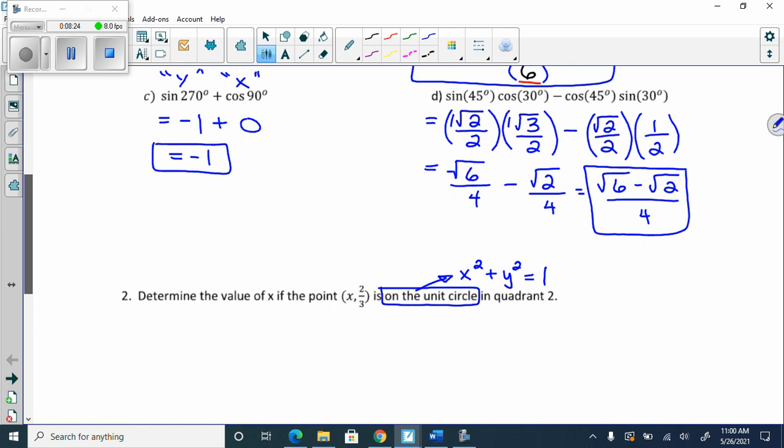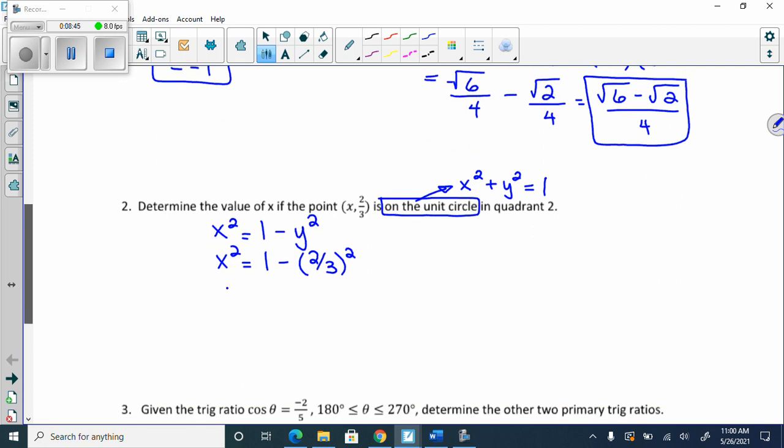So we're going to go x, remember we can rearrange it. So we can go x squared equals, we can subtract the y squared over. So we get 1 minus y squared. And then we can fill in. So we get x squared equals 1 minus 2/3 squared. So we get x squared equals 1 minus 4 over 9. So x squared equals 1 is just 9 over 9 minus 4 over 9, but you could just type it in your calculator. So x squared equals 5 over 9.